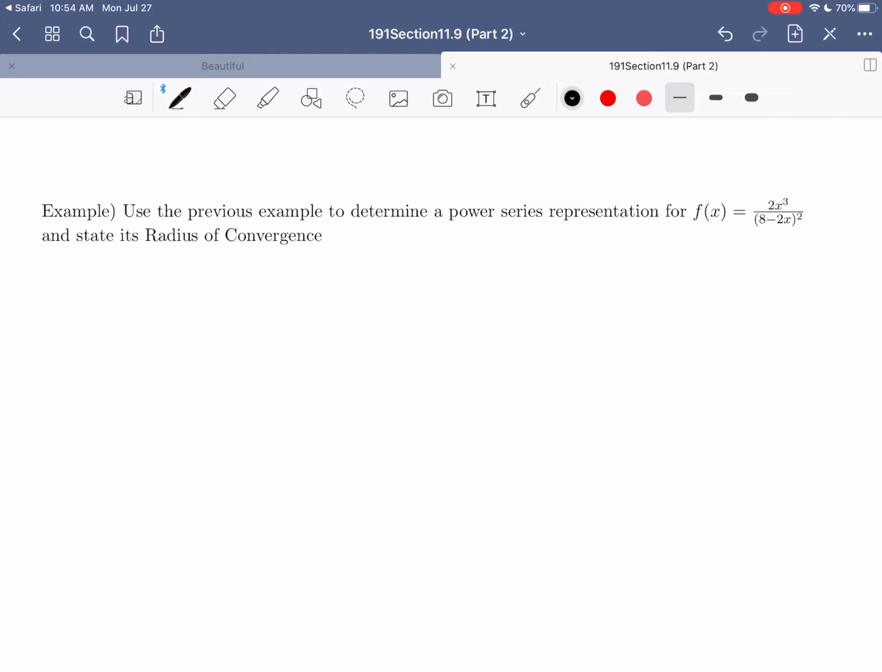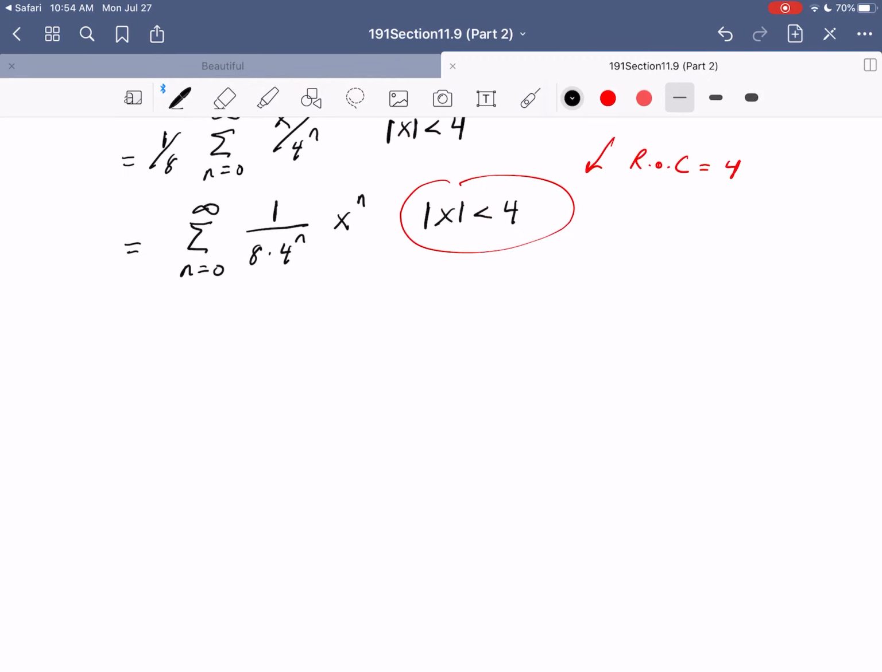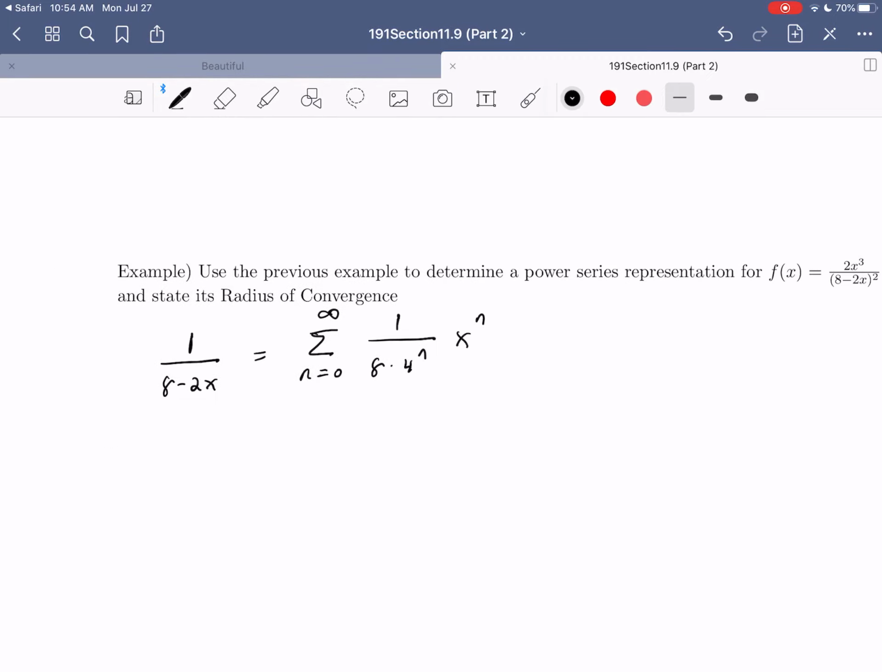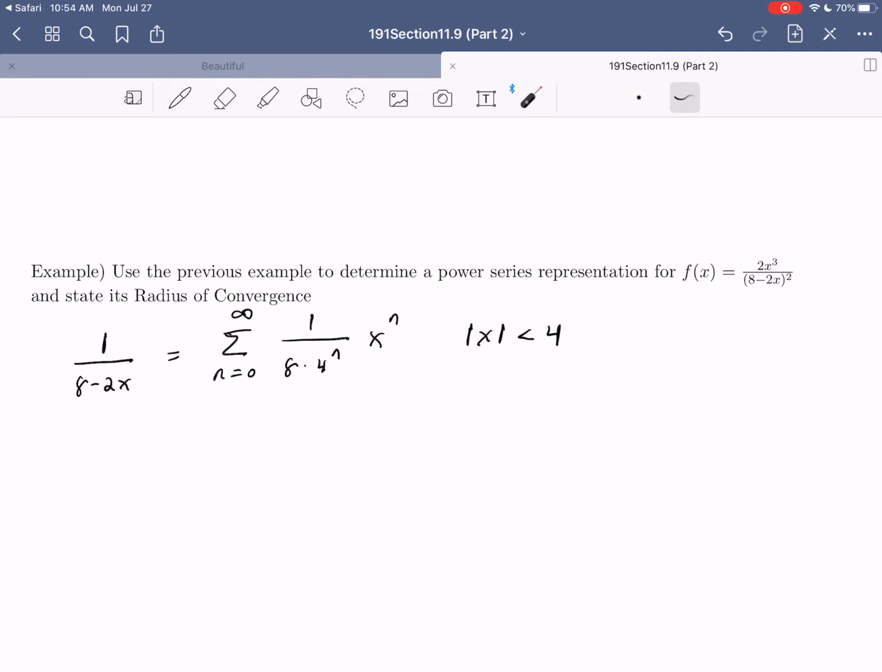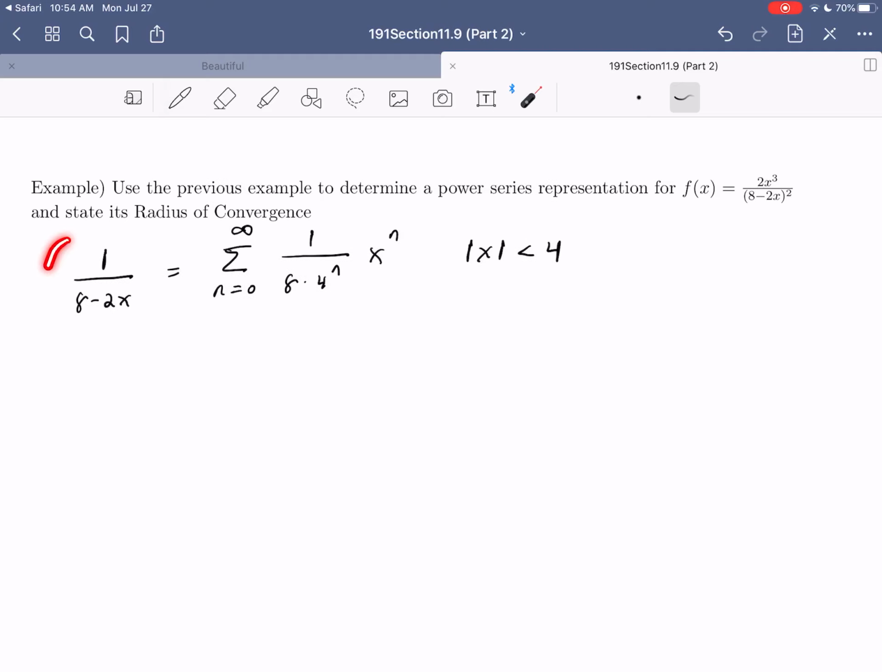So we have this hint that we should start off with what we did previously. Keep in mind, we just established that 1 over 8 minus 2x is equivalent to the sum from n equals 0 to infinity of 1 over 8 times 4 to the n, times x to the n, as long as the absolute value of x is less than 4. Now, it might not be immediately clear, but if we use the hint here to use the previous example, clearly integrating this isn't going to help. If you integrate this, you're probably going to get an ln. So let's try differentiating it.